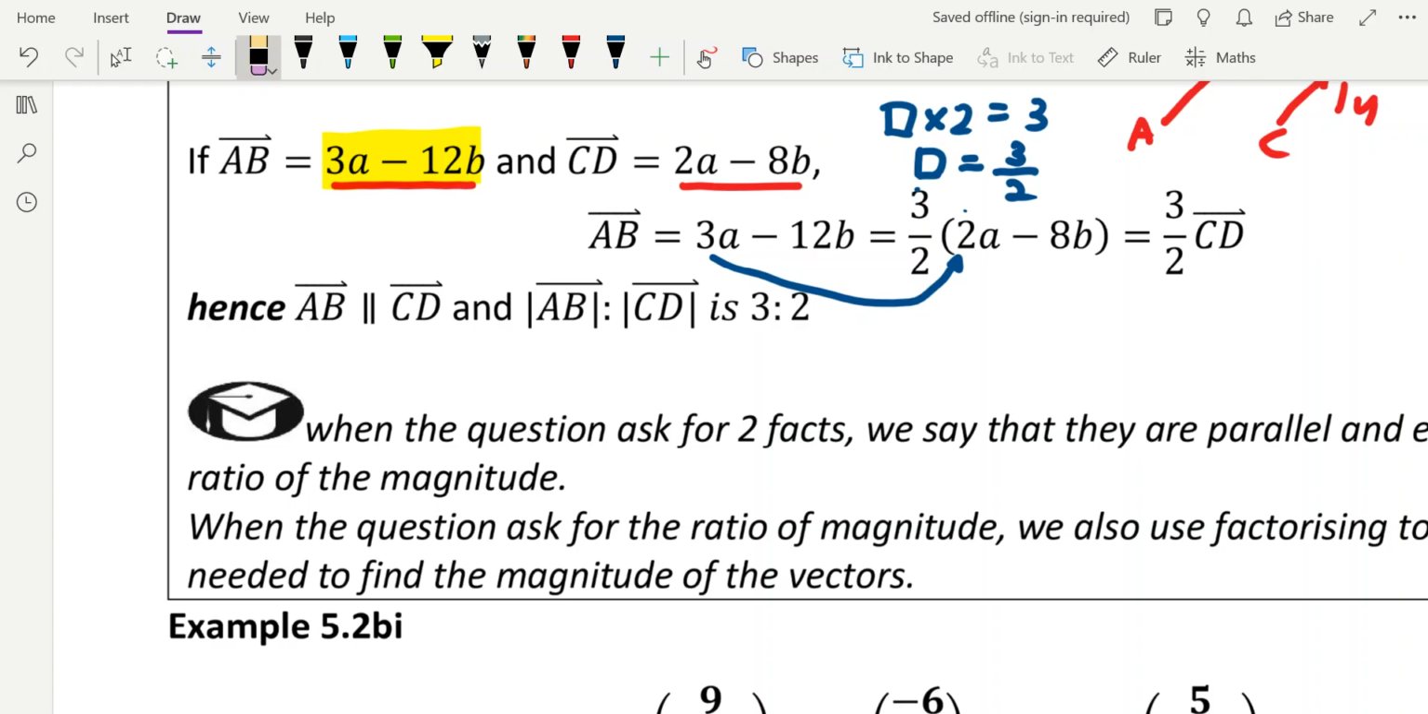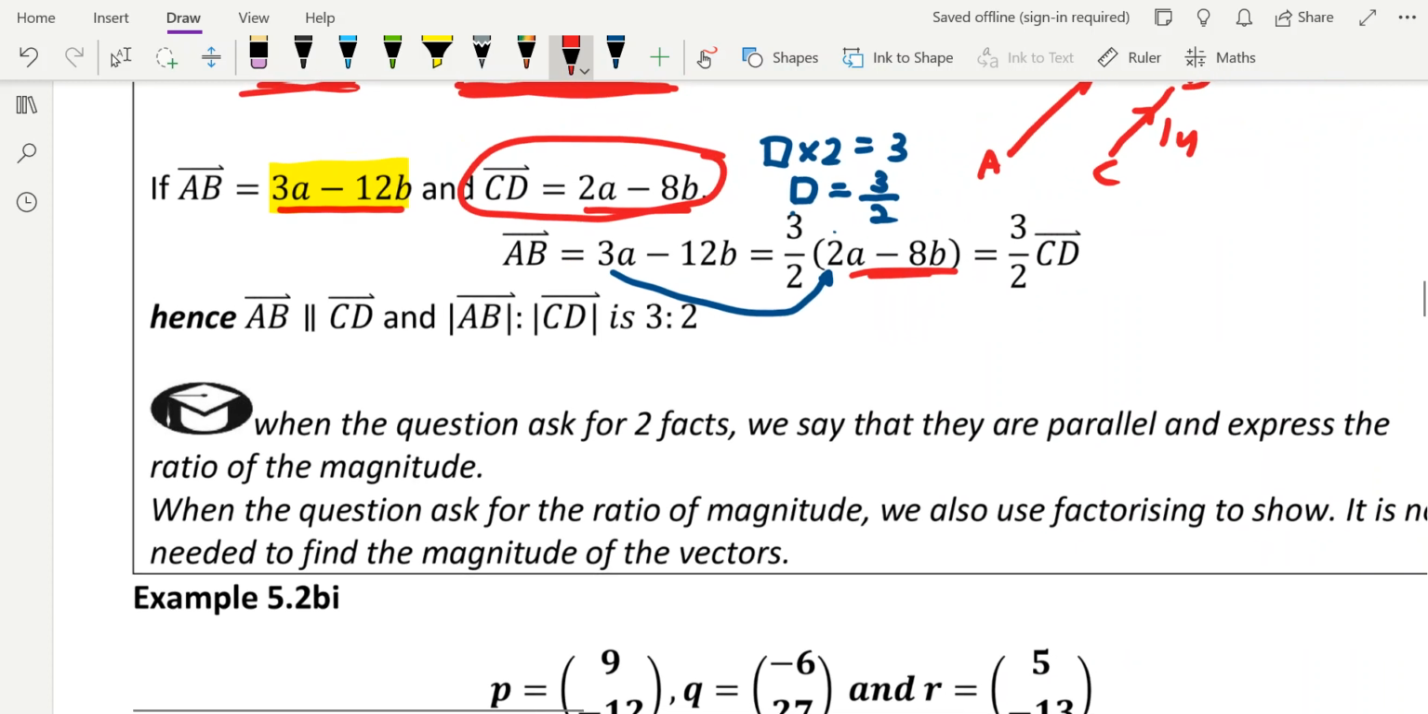You always try to make the inside bracket the CD that is given, so that you can say that the bigger vector is K times the smaller vector. Once you can say that it's K times the smaller vector, we say that hence they are parallel. The ratio of the magnitude is not that important.